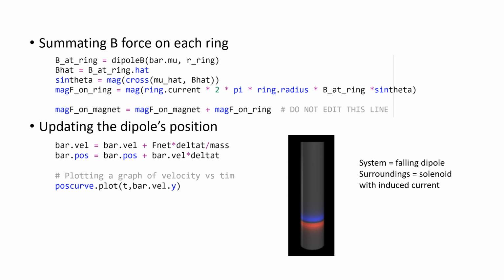And then I was able to create a graph of the bar's y velocity over time. And as you can see on the right, I was also able to model the current, which is shown in blue and red on the tube as the magnet passed through, and so the magnet being the system with it affecting its surroundings, which would be the tube.